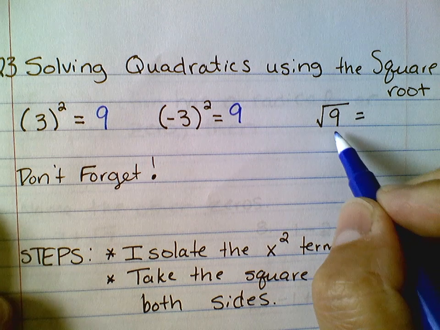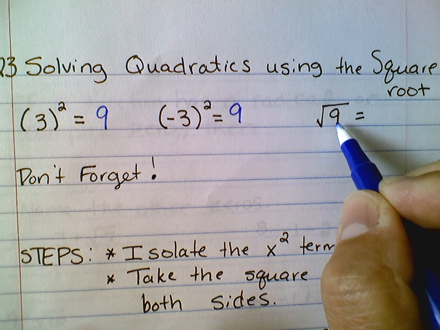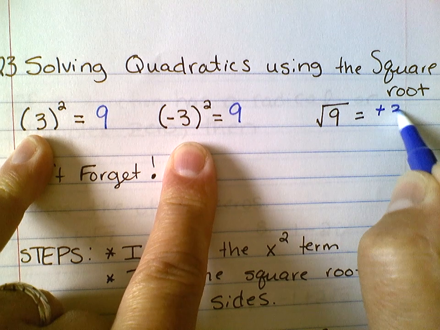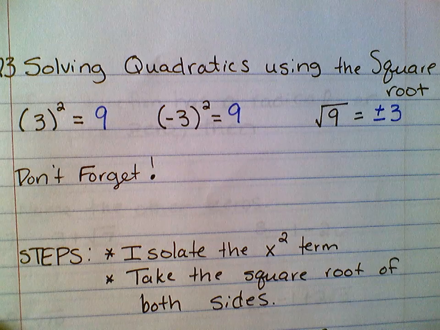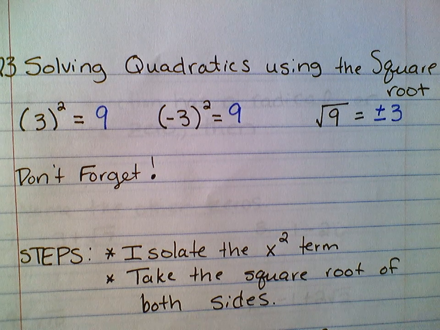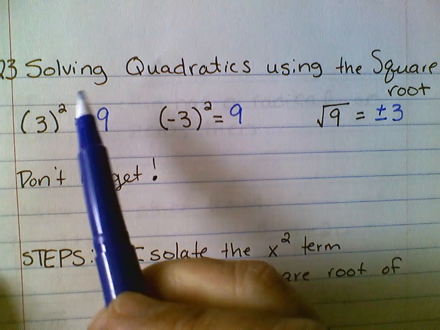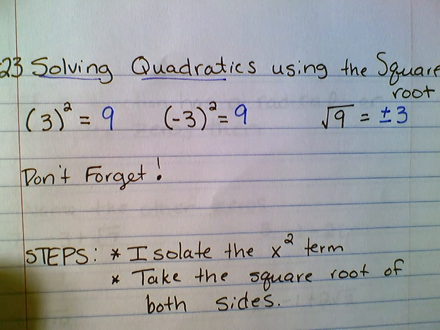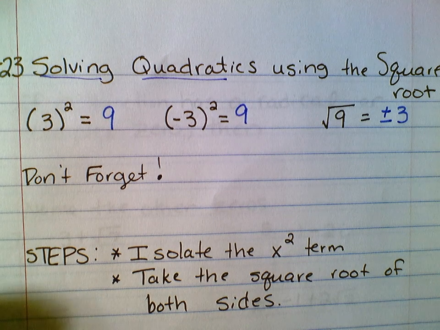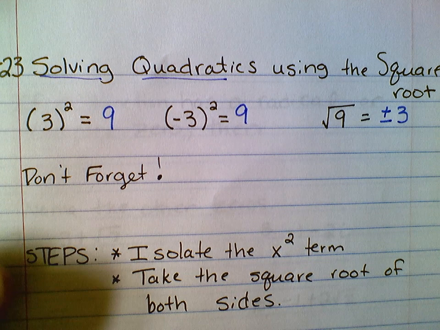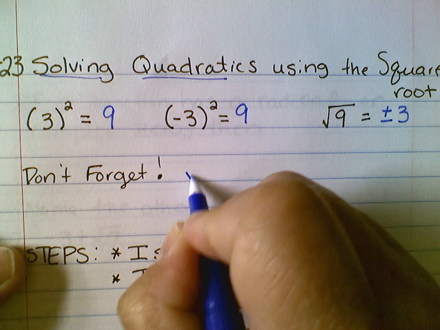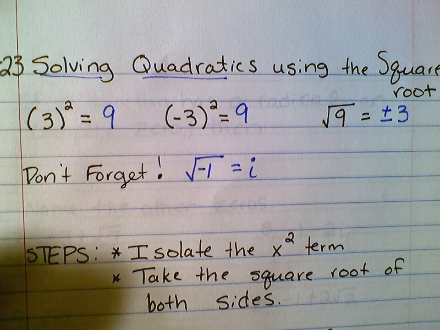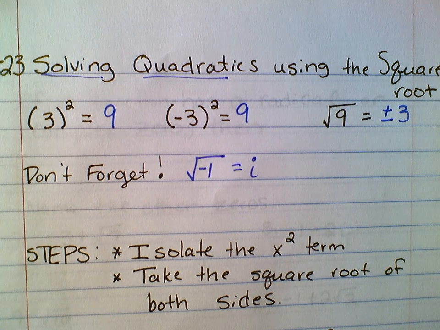So what we need to realize is that when we take the square root of 9, the answer could be positive 3 or a negative 3. We actually have 2. So when we're solving a quadratic, we need to remember that it's going to be 2 possibilities. Also, we cannot forget that the square root of negative 1 is represented by the letter i.